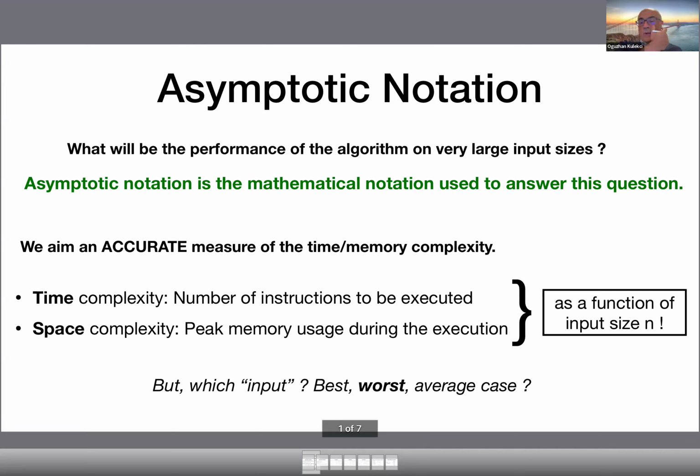But which input, as we discussed previously? This input can be the best case scenario. This input may be the worst case scenario or an average case scenario. So in theoretical analysis, we are mostly focused on worst case scenarios, but average case scenario is also very interesting. And the best case scenario is not useless, but let me say less interesting.